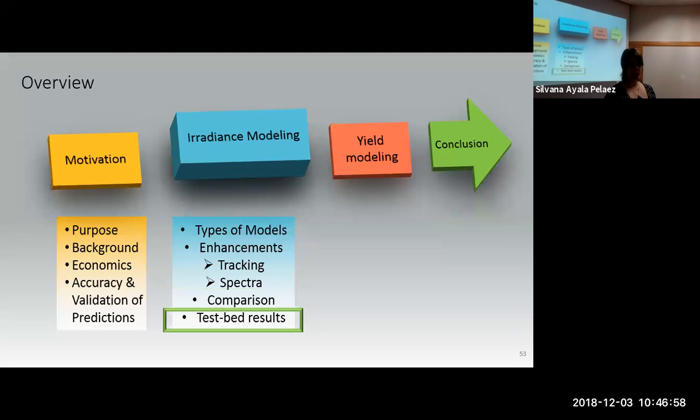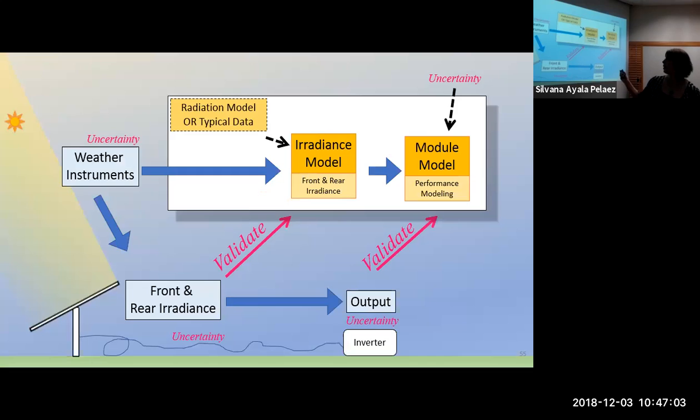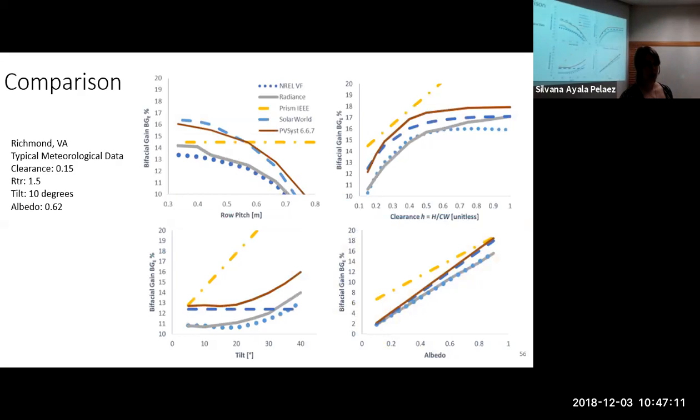Okay, let's talk about results. In this part, we're going to focus on modeling. First, let's compare these models, just a part of the models. This shows a comparison done with all of the software, with the same setup for Richmond, Virginia, same height, clearance, row to row. We just varied one parameter for all of them and came up with this.